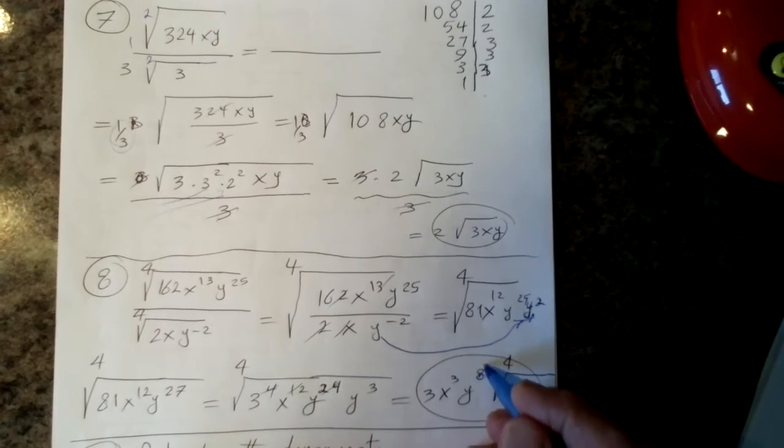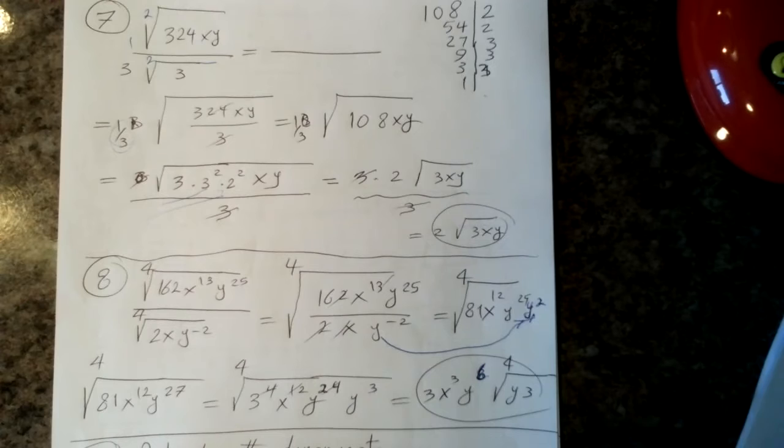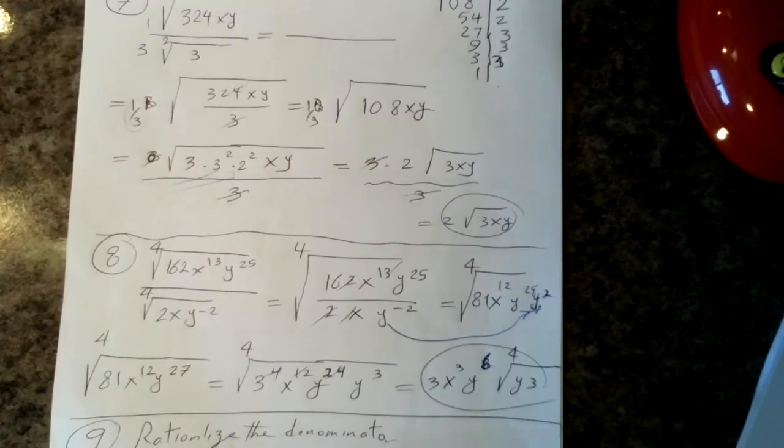This should be 6. Okay, and then y3 remain there. All right. Now, what is this?